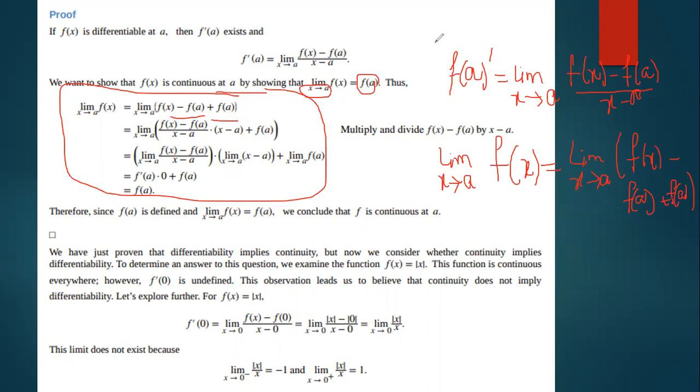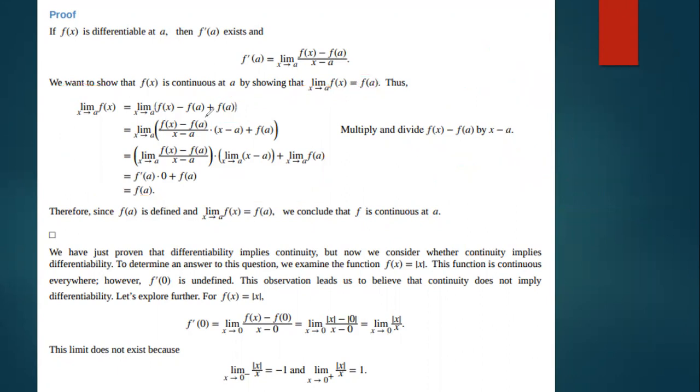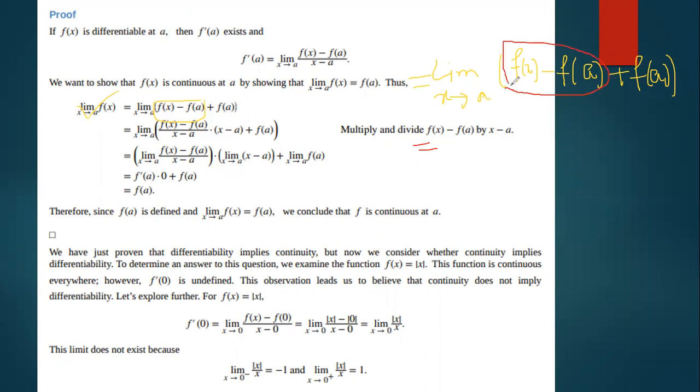So how to find it? This is f of x minus f of a. As we know, this equals f of x minus f of a divided by x minus a, and then I have to multiply by x minus a. Again, the limit as x approaches a. In the first step, I subtract and add the value of f of a. In the second step, I multiply and divide by x minus a with this function, f of x minus f of a.